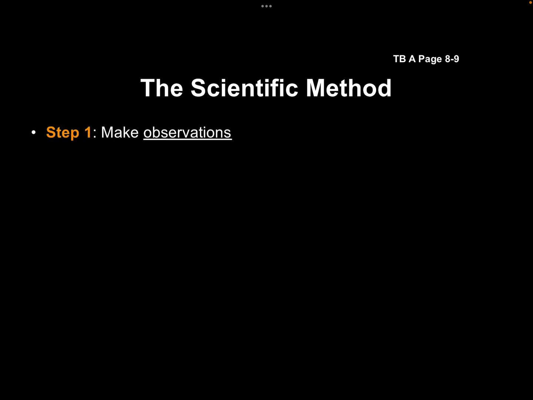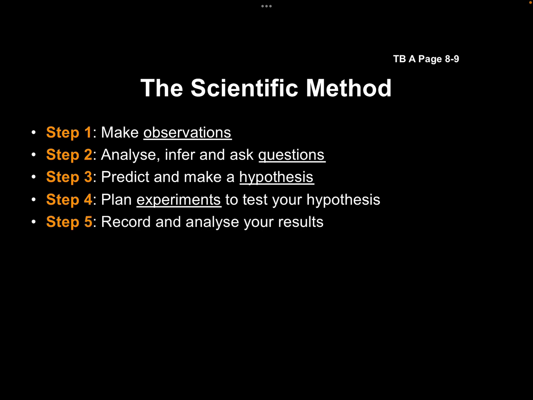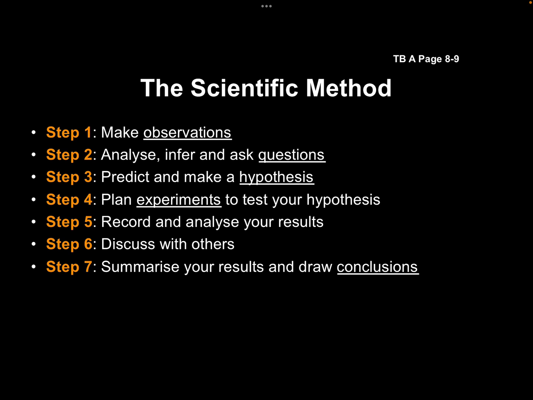The scientific method always starts off with observations. We see things, we observe things, then we ask questions. Why is it like that? Then we come up with a hypothesis, a proposed explanation. Then we do experiments to test our hypothesis. It could be correct, it could be wrong. Either way is useful. Record down and analyze our results. We can discuss with others, summarize our results, and draw the appropriate conclusions.